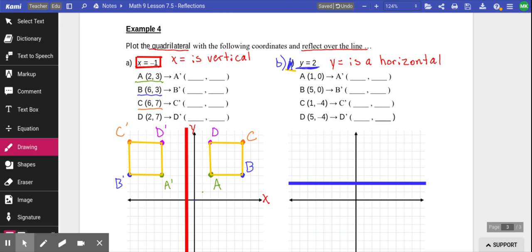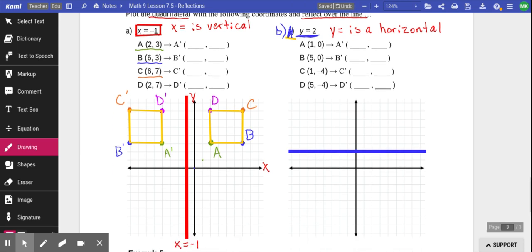Like that. Okay, I want you to try to plot all 4 of these points, A, B, C, and D. And I want you to try to reflect it about that line we just created at y equals 2. So go ahead, pause, and try your best. Cool. Hopefully you paused and tried that. I'm going to start going through them.